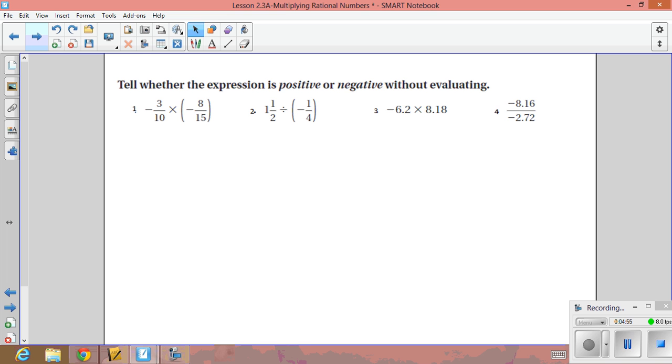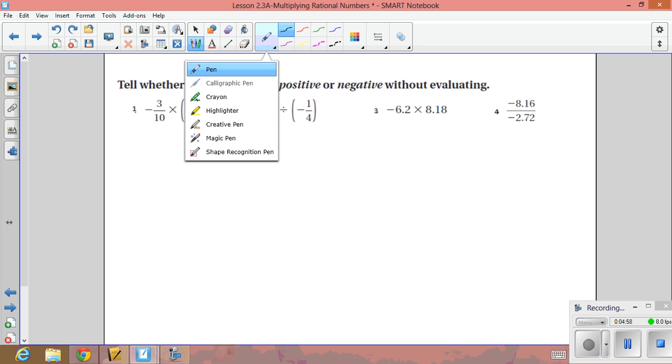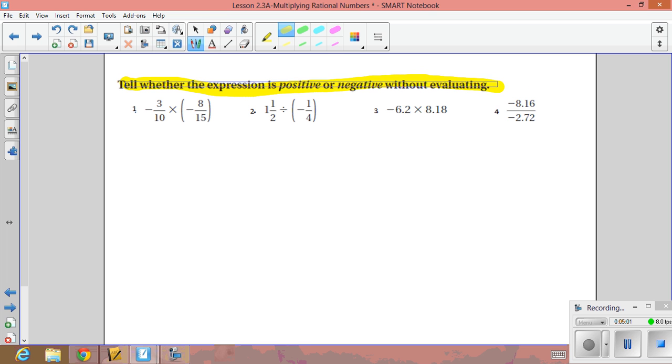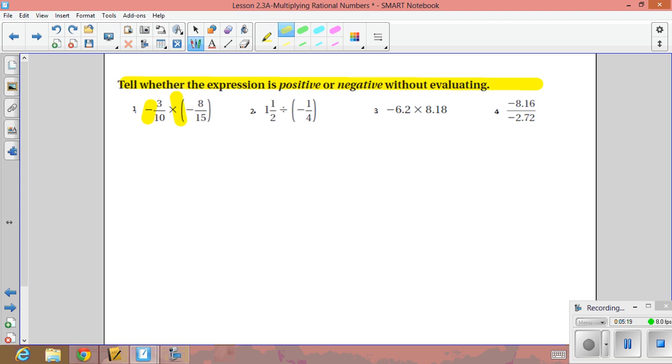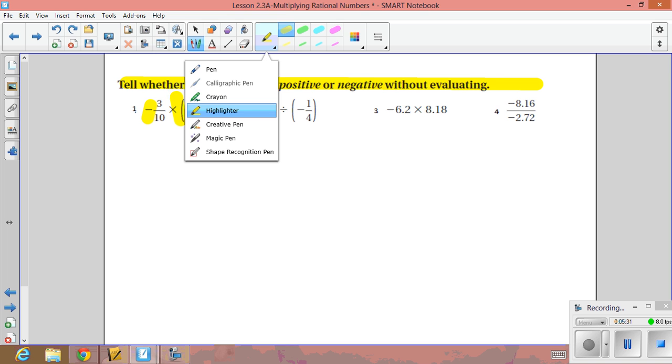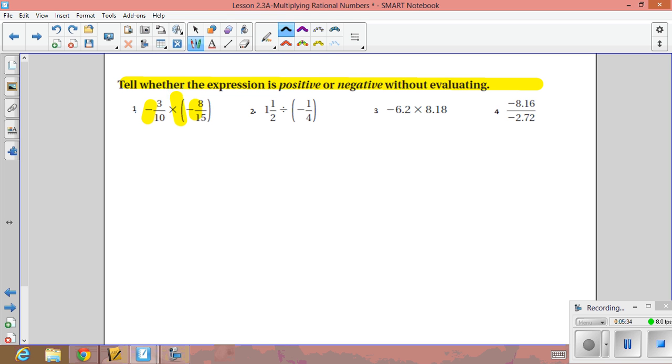The next example, if you read your instructions carefully, simply wants us to tell whether the expression is positive or negative without evaluating. So I'm not looking for an answer here. I'm just looking for you to tell me whether or not the solution is positive or negative. So you want to pay attention to two things, the operation and the signs. All right, so for number 1, I have 2 negatives in multiplication. So when my signs are the same in multiplication, my answer is positive. So my answer is going to be positive.